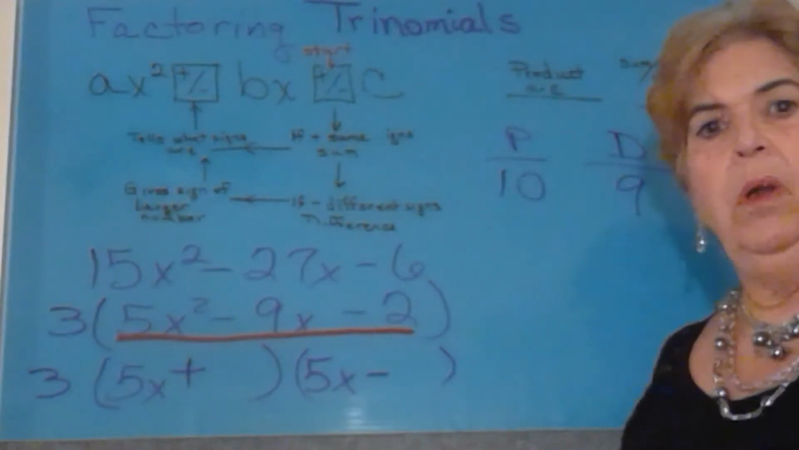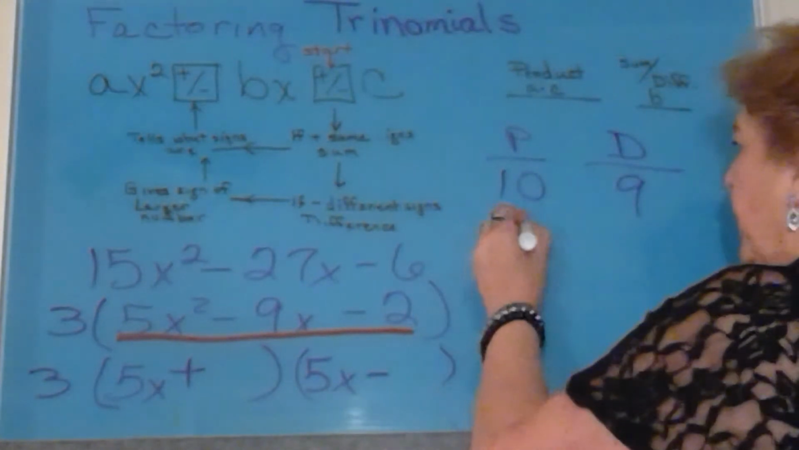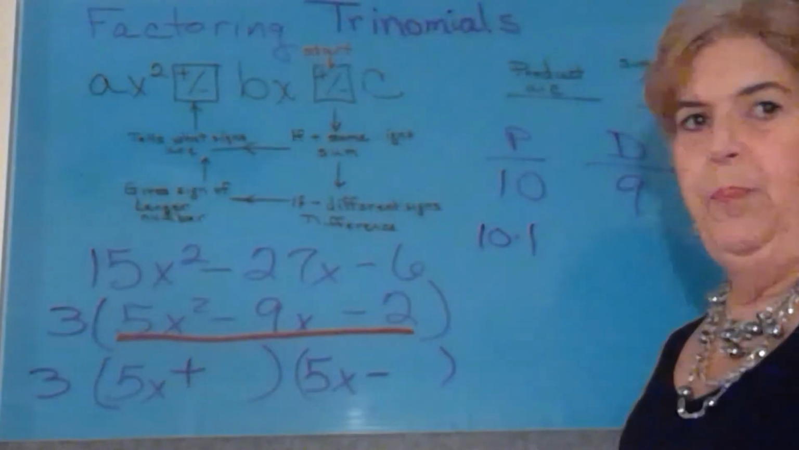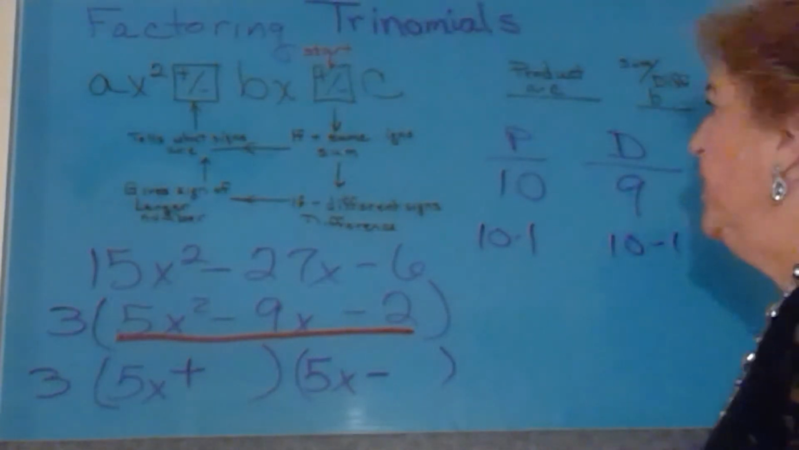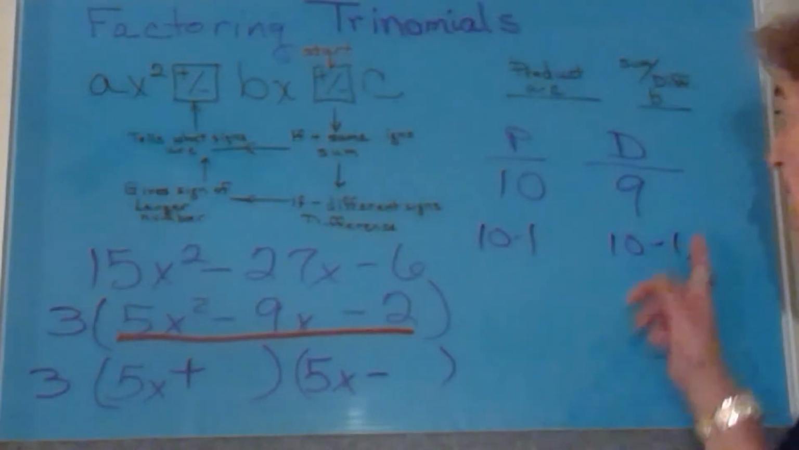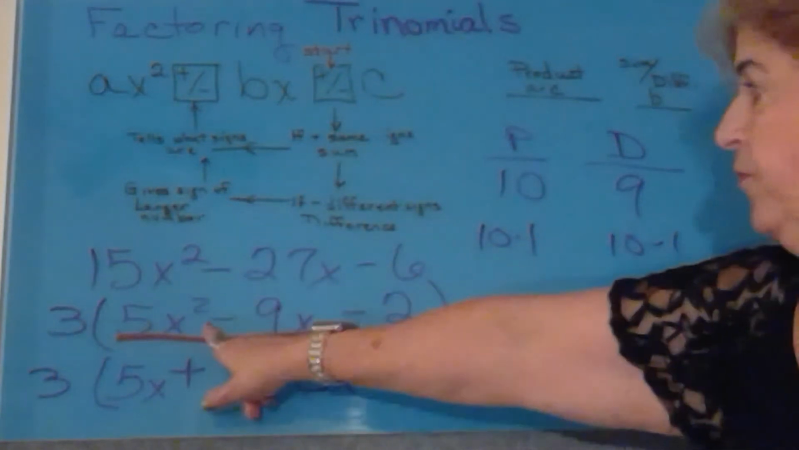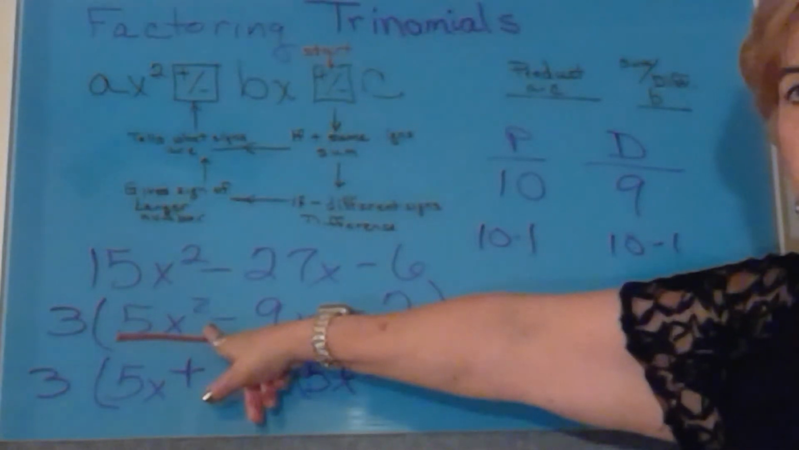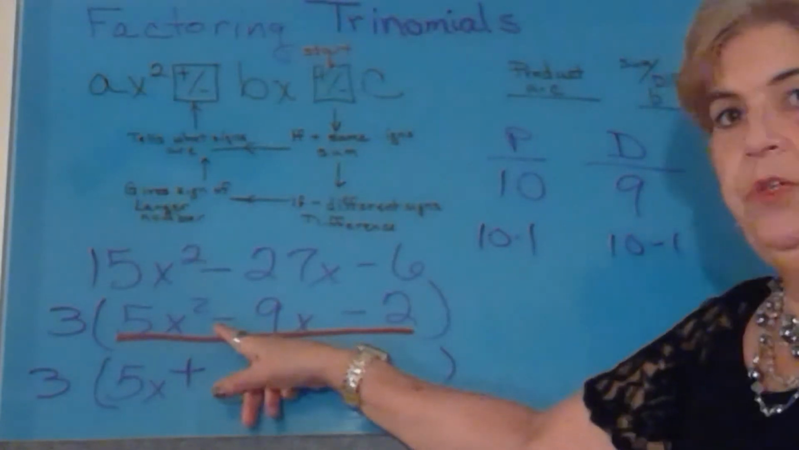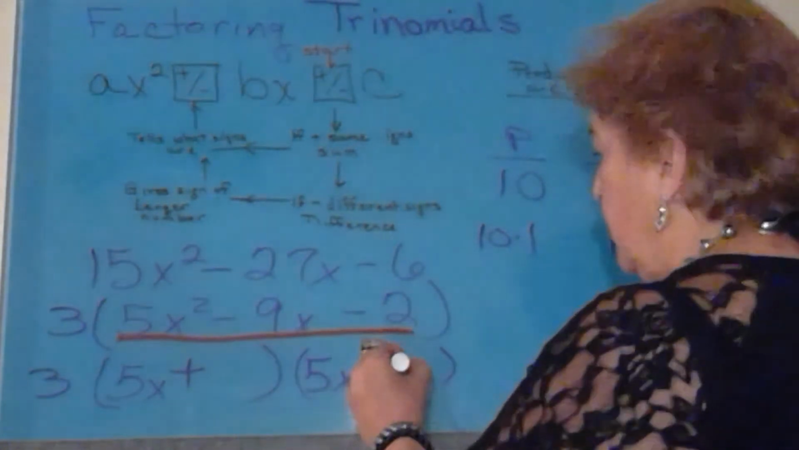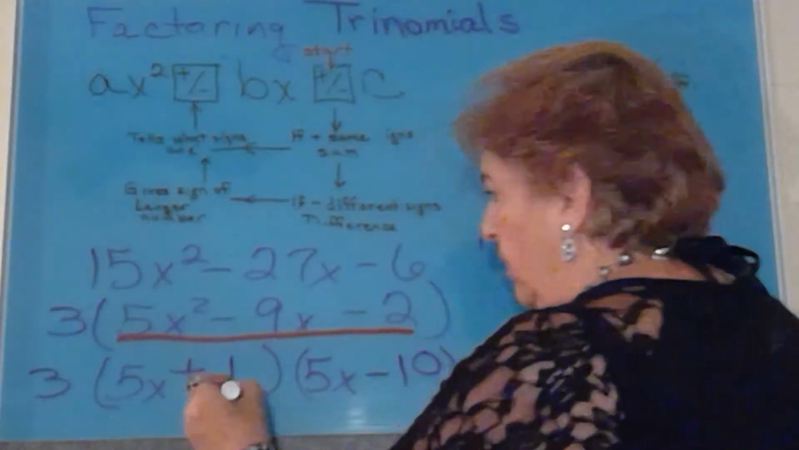3 times 3 doesn't work. Don't forget, 10 times 1 is a product of 10. 10 minus 1 is a difference of 9. Now, the first sign gives me the sign of the larger number. So the 10 has to go next to the minus sign. So the 10 goes there, and the 1 goes there.